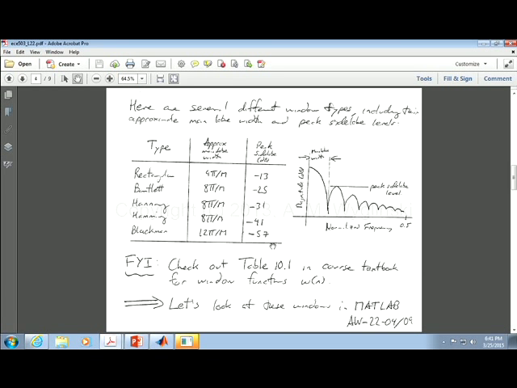So for instance, there is something called the rectangular window, the Bartlett, of course, Hanning, Hamming, and Blackman. So you can do this, and there's a table in your textbook that shows these. But let's actually look at MATLAB.